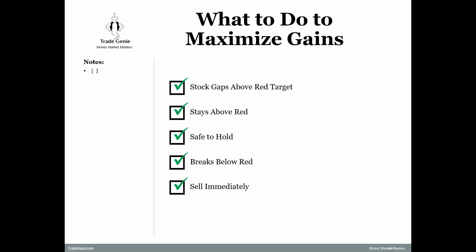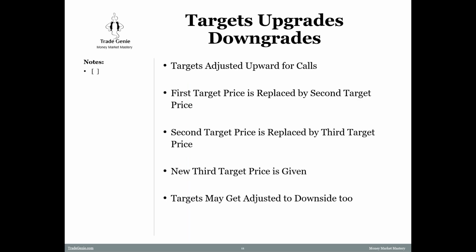So breaks below red, sell immediately. Now targets, upgrades, downgrades. Targets adjusted upward for calls. We're constantly looking for any opportunity to raise the targets. First target price is replaced by second target price. So when we are upgrading, we are upgrading. Second target price is replaced by third target price, and a new third target price is given, which is a new red target.